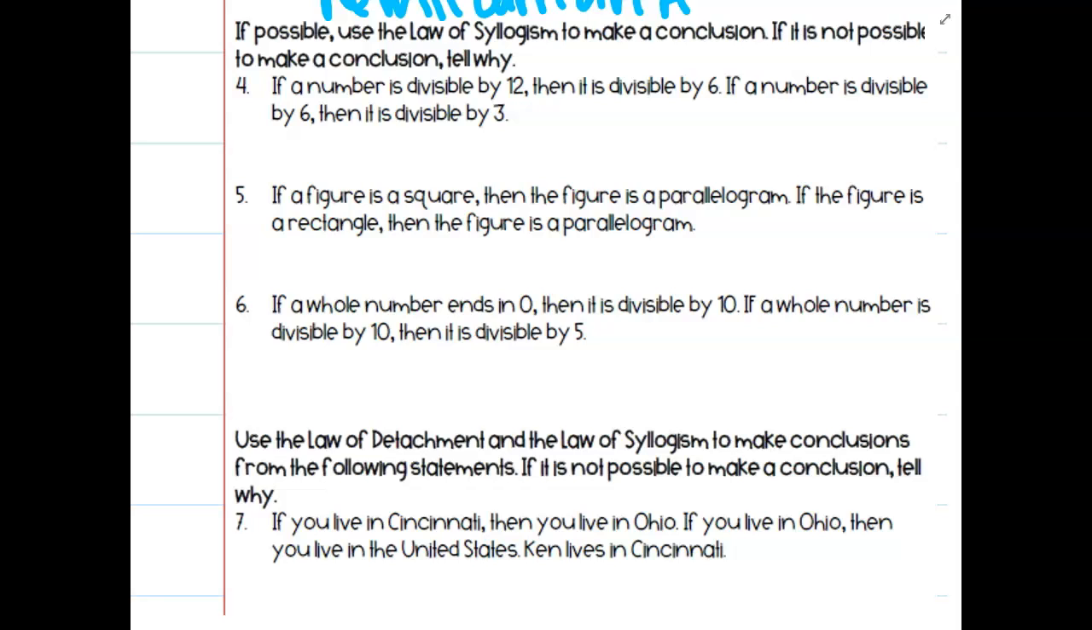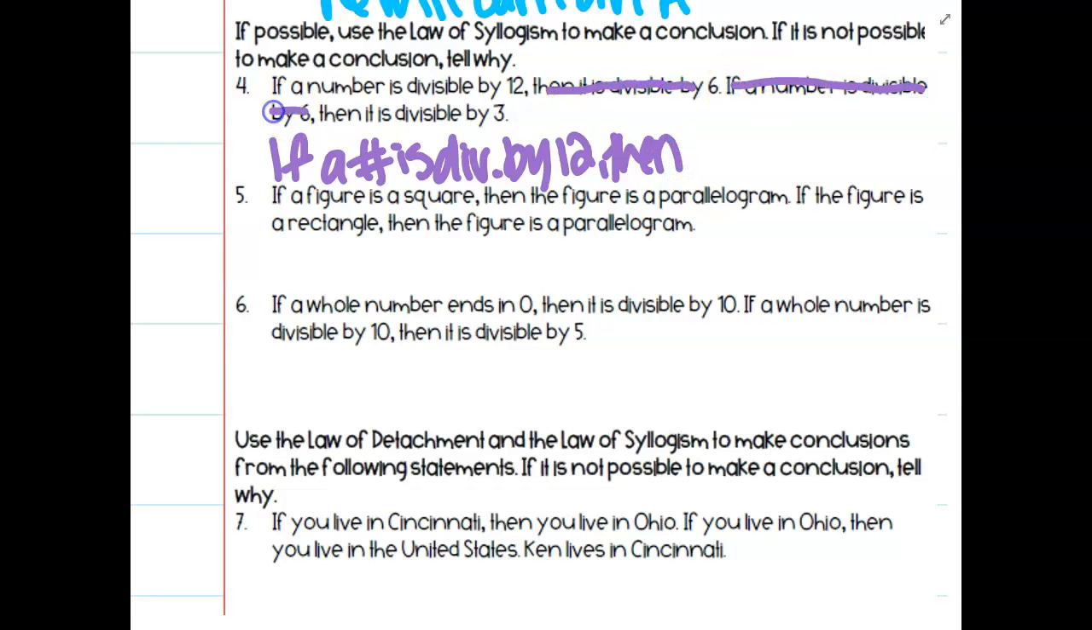It's divisible by 6. That should be the hypothesis of the next conditional, is it? Yeah, then it's divisible by 6, okay? So what you can do is take out that middle part. I don't need to know that the number's divisible by 6. I can just take that first statement, if a number is divisible by 12, then I can cut that stuff out because it connects those two. I can say then it is divisible by 3.